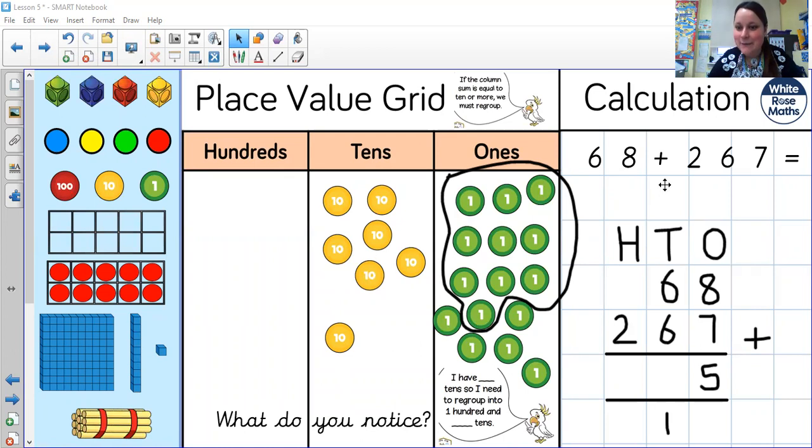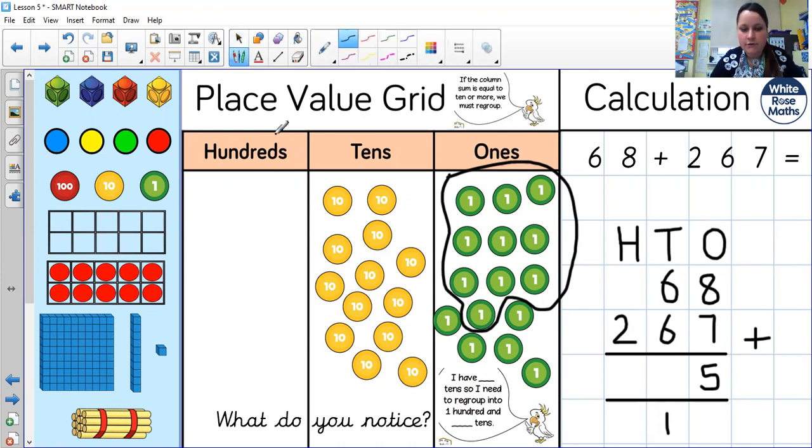So let's get back to our sum. We'd regrouped our ones and we were adding our tens. So I've got 6 tens and I'm adding another 6 tens, so 60. So let's add those 6 tens: 10, 20, 30, 40, 50, 60. Okay, so 6 tens, add 6 tens, add 1 ten is going to give me 13 tens in total.